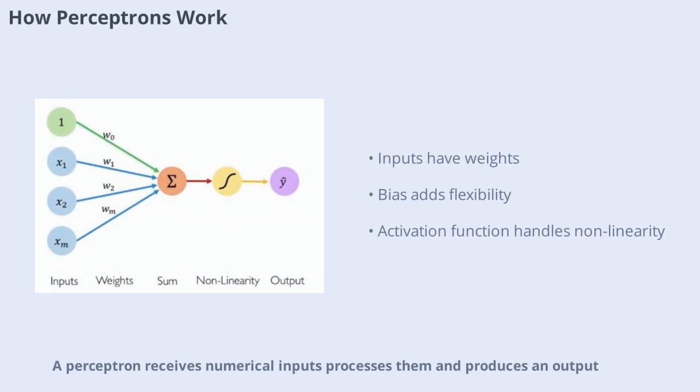A perceptron receives numerical inputs, processes them, and produces an output. Each input has a weight which the perceptron learns to adjust. The process involves multiplying each input by its weight, adding a bias, a constant, and then applying an activation function to map the result. This activation function allows the perceptron to handle nonlinear data, making it flexible and powerful. Understanding this process is key to grasping how deep learning models learn from data.